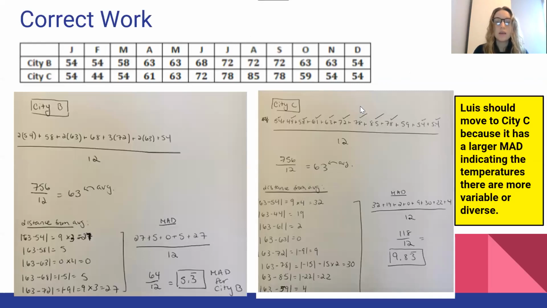So here you can see the MAD calculations for City B and for City C. For both cities, actually, the average was 63. However, when you calculated the MAD for City B, you should have gotten 5 3/10 repeating. And when you calculate the MAD for City C, you should have gotten 9 and 8.3 repeating. Now, comparing these two values, you can see that Lewis should move to City C because it has the larger MAD, indicating the temperatures there are more variable or diverse, which is what he was interested in.